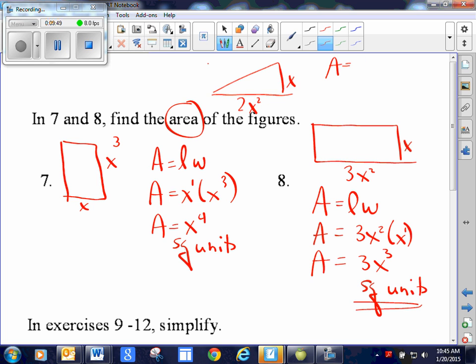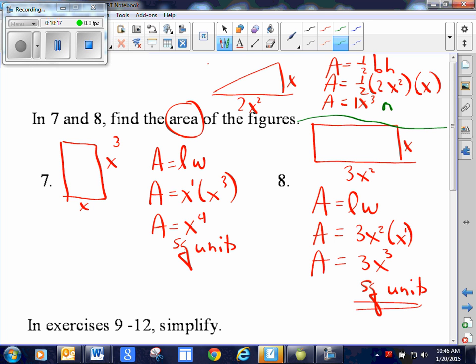Area of a triangle, 1/2 base times height. Area is 1/2. The base is 2x squared. The height is x. 1/2 times 2. 1/2 of 2, think of 'of' meaning multiply, 1/2 of 2 is 1. x squared times x to the first is x cubed. So the area of this triangle is simply 1x cubed, or, of course, you don't have to say the 1. You can just say x cubed square units. Okay, a couple more.